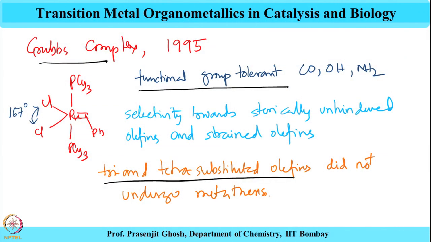Another important difference is that Schrock's catalyst, being highly reactive, could carry out metathesis of tri and tetra substituted olefins, whereas the Grubbs one is exactly the opposite, and it did not allow metathesis reactions with tri and tetra substituted olefins. And the third difference is obviously that the ruthenium carbene is more air stable, whereas the Schrock's molybdenum carbene is more sensitive to air and moisture.